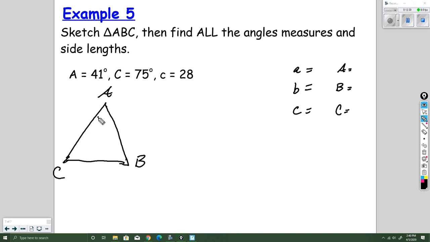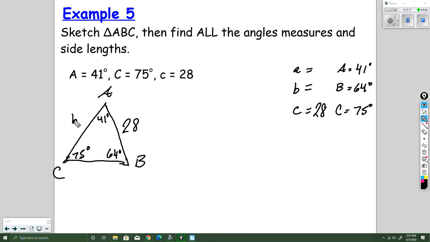Angle A is 41 degrees. Angle C is 75 degrees. Side C is 28. Oops, I just wrote side C. I meant to write 28. There we go. We can find that third angle because we have two out of three. If we subtract those two from 180, we get 64 degrees. Let's fill in just some of the stuff that we know, so we know what we're looking for. So we've got to find A and B.